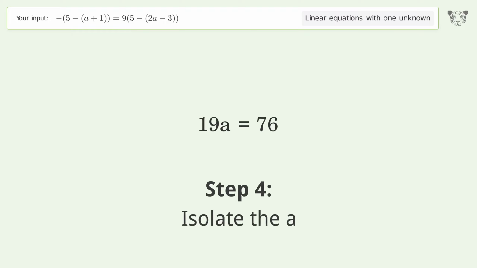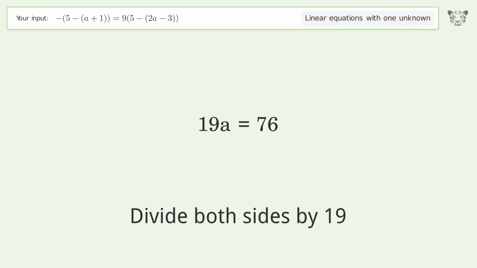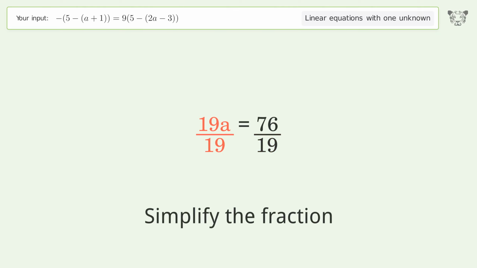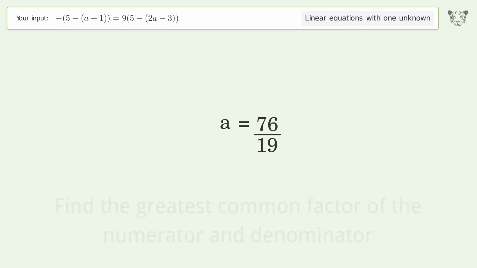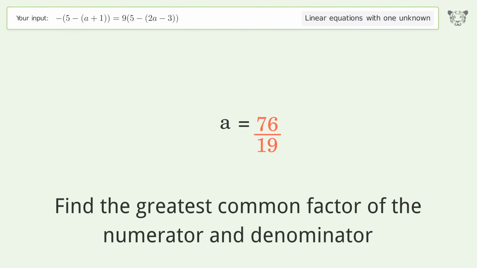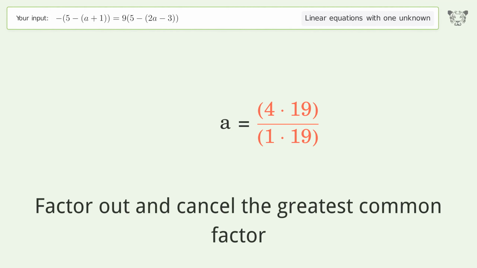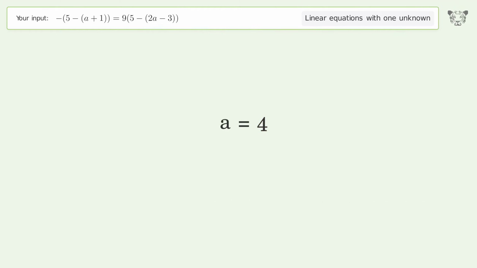Isolate the a. Divide both sides by 19. Simplify the fraction. Find the greatest common factor of the numerator and denominator. Factor out and cancel the greatest common factor. And so the final result is a equals 4.